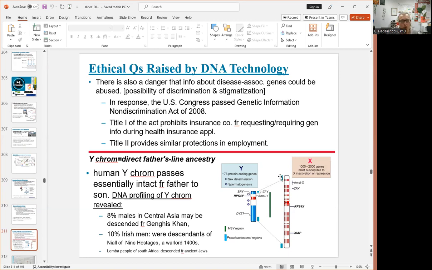There is one very small chromosome called the Y chromosome in males, which is basically direct father's line ancestry. The human Y chromosome passes essentially intact from father to son. That makes it really interesting to find out information, like 8% of the males in Central Asia may be descended from Genghis Khan, because the Y chromosome reveals that information. Another example is 10% of Irishmen are descendants of Niall of the Nine Hostages, a warlord of 1400. You can see the Y chromosome here, the small chromosome with 76 genes.